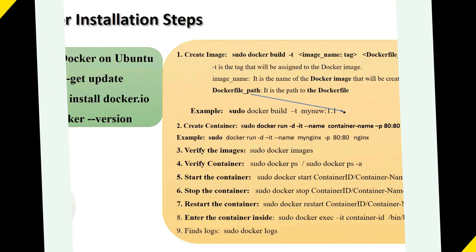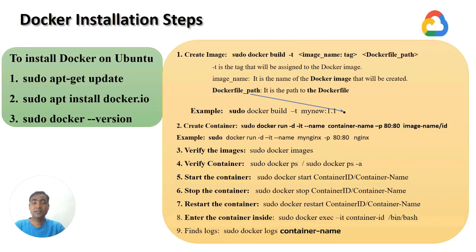As you can see here, these are the simple commands that can be installed in Google Compute Engine or a Linux VM. As you can see here, guys, sudo apt-get update is the first command to update the packages or dependency files on a new Linux server. After that, you can install Docker with sudo apt install docker.io.